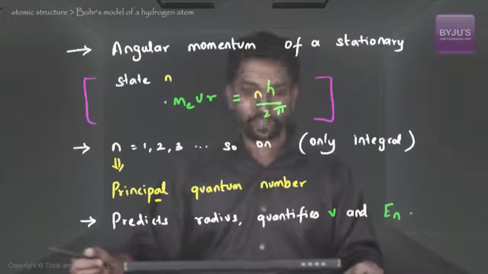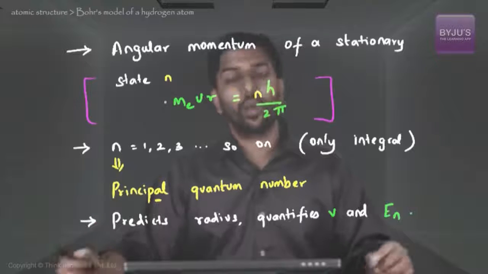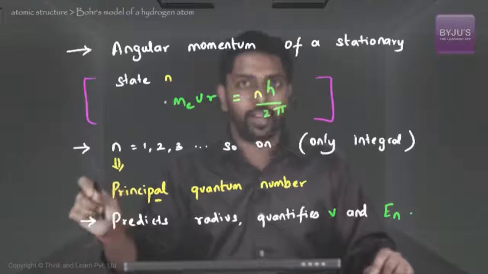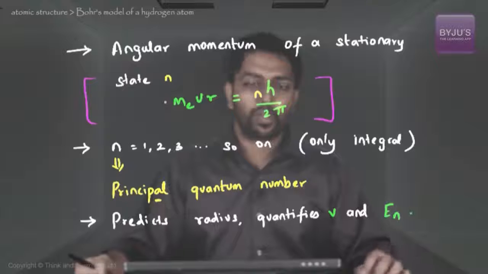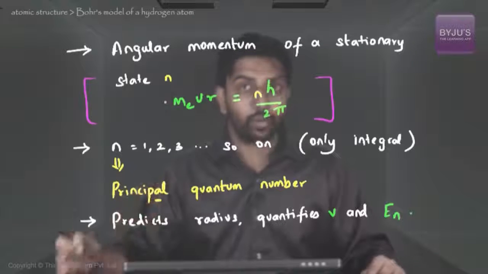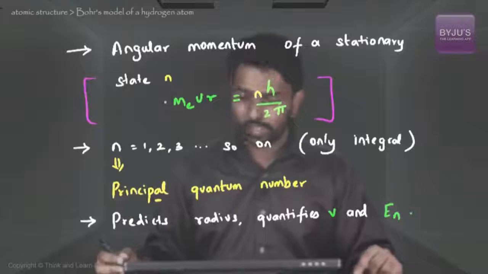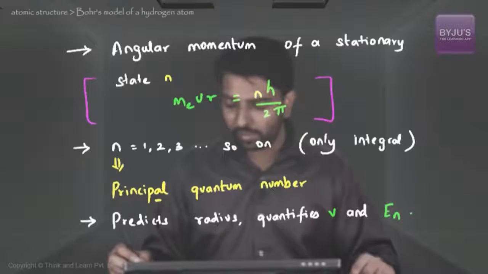So Bohr's theory helps us predict radius. It also quantifies the velocity of the electron in that radius or stationary state, and Bohr's theory also gives us the energy of that particular stationary state. Let us take a look at how to go about deriving these things.